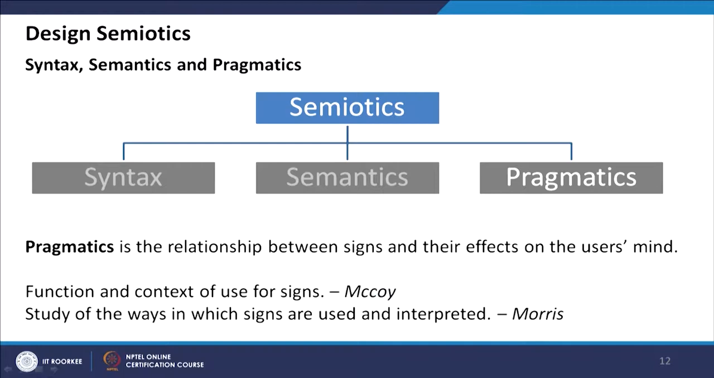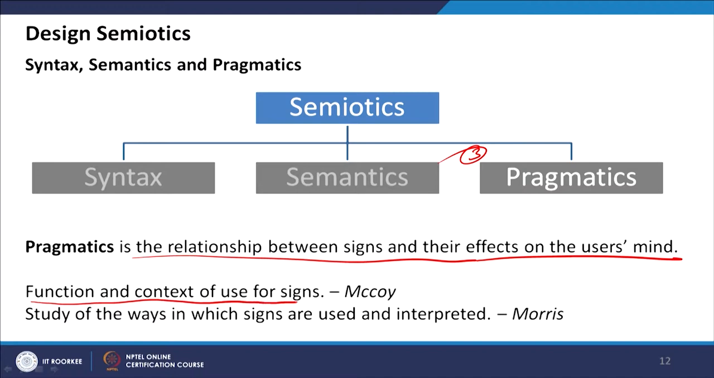So the way it has been designed in different hierarchy based on the task flow is the syntax, and now the meaning part of it is the semantics. And the next part is the pragmatics. Pragmatics is the relationship between the signs and their effect on the user's mind, the function and the context of the user's use of signs. That's how McCoy told, the study of the ways in which signs are used and interpreted.